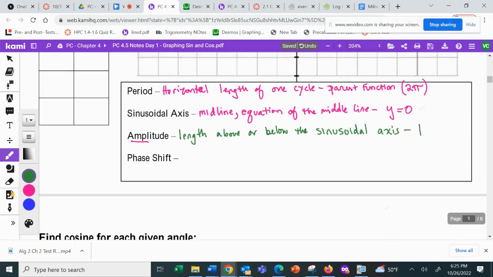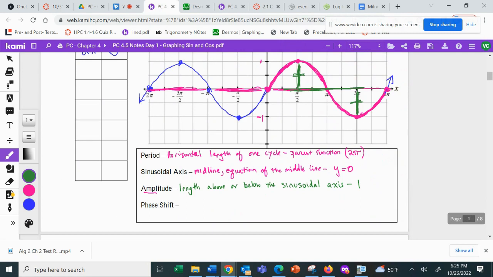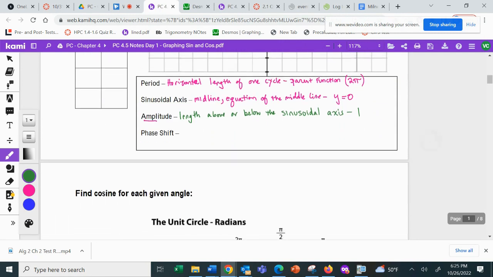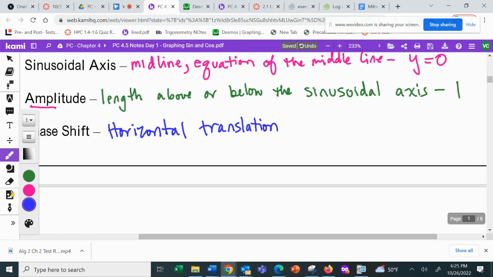Okay, and then the last thing I can't describe to you in the parent function because it would be none, but the last vocab word is phase shift, and that has to do with a horizontal translation. We have talked about transformations and translations, and so we'll come back to this phase shift in a little bit in our notes. But for the parent function, it would be none.